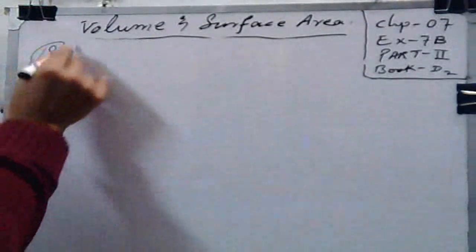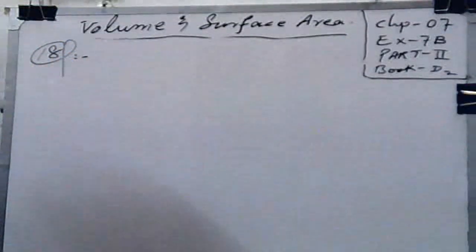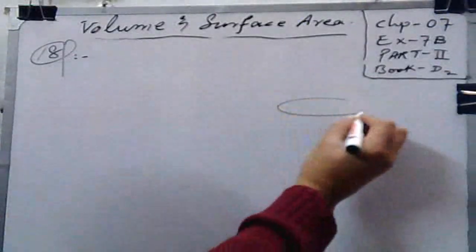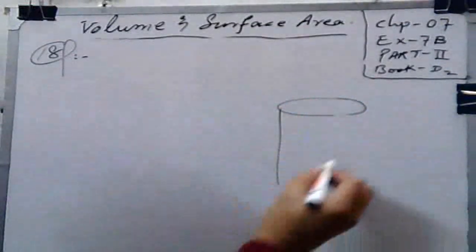Last question. Question number 18. The figure below shows a cylinder of diameter 12 centimeter and height 15 centimeter. A hole in the shape of a cone is bored into one of its ends. If the cone has a diameter equal to half of the diameter of the cylinder, find the volume of the remaining solid.